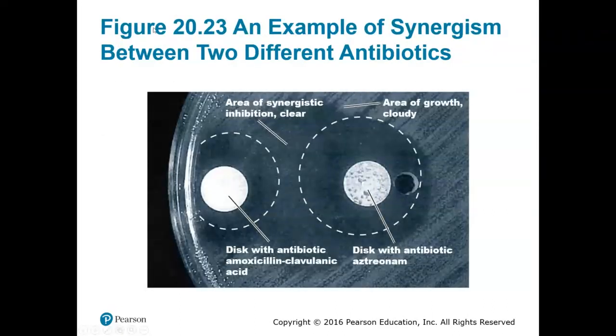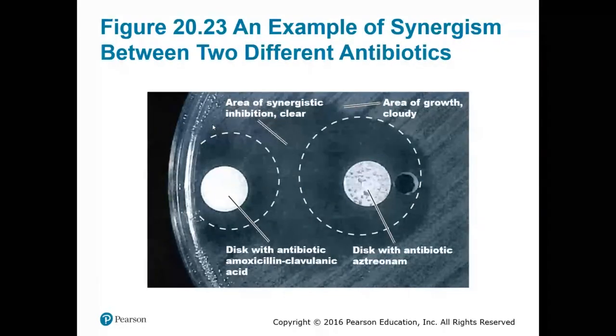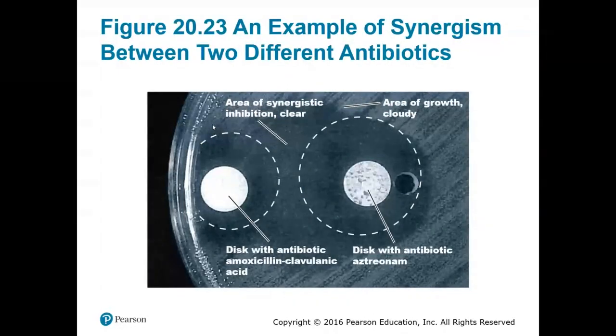So this is an example of synergism between two different antibiotics. So notice we have a disc with amoxicillin and clavulanic acid. That's going to have a zone of inhibition in this dashed circle. And then here we have azithromycin, and that is going to have a little bit larger circle. But if we put them together, we get this huge area of inhibition. So that means they work better together than they work by themselves, right? So they're going to combine to be a lot more effective, right? So that's an example of synergism.